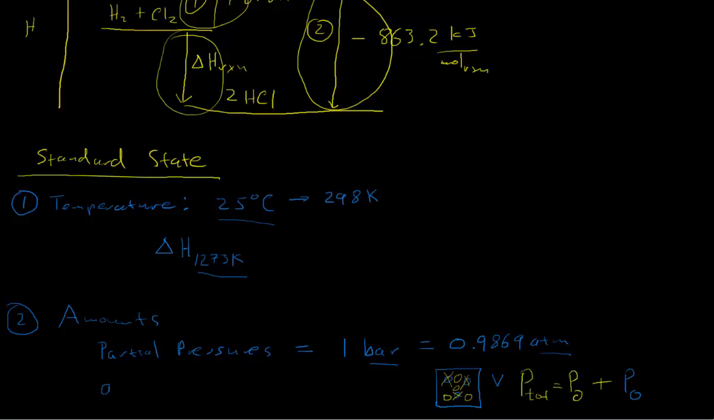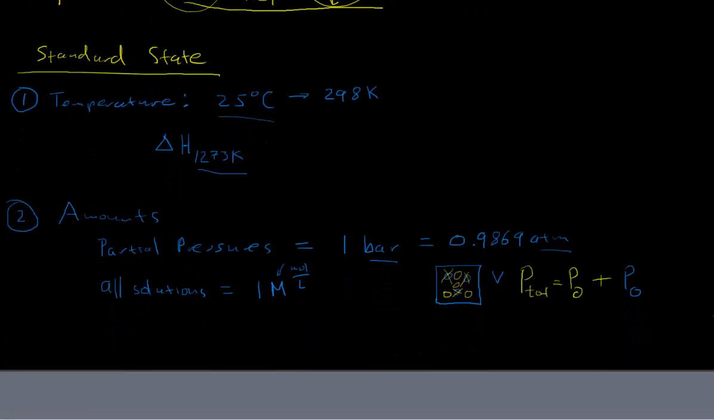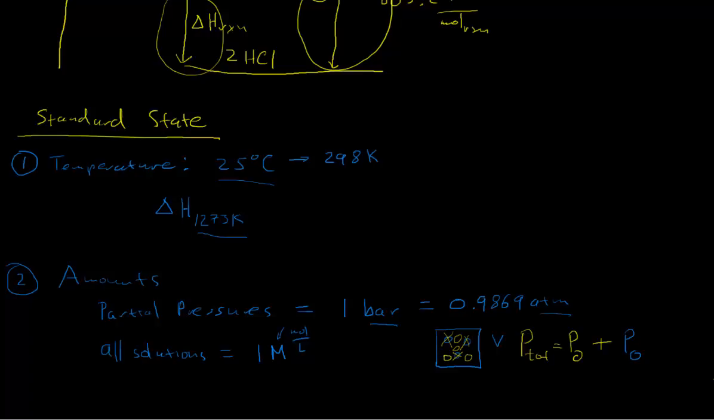For solutions, so if you have things that are not gases, we need to specify something about amount. All solutions will be 1 molar in concentration. So remember, molarity, M, is moles per liter. So that means we have 1 mole of each substance dissolved in 1 liter of solution. And so those are the standard state conditions. And so whenever we talk about a standard state enthalpy, to remind people that we are in standard state, we're going to put a little superscript 0 up here. So that superscript 0 means standard state amounts. So partial pressures of 1 bar and molar concentrations of 1 molar. So that means standard state.